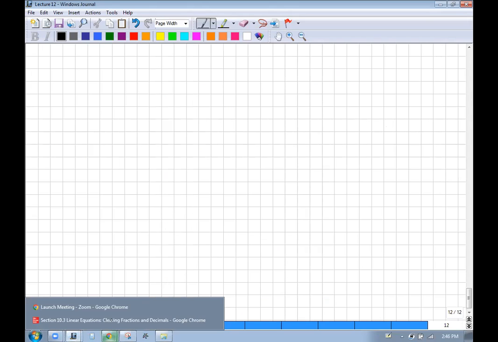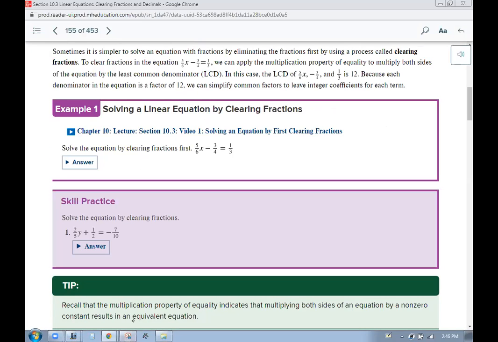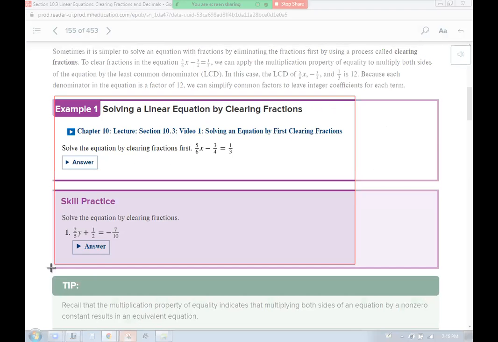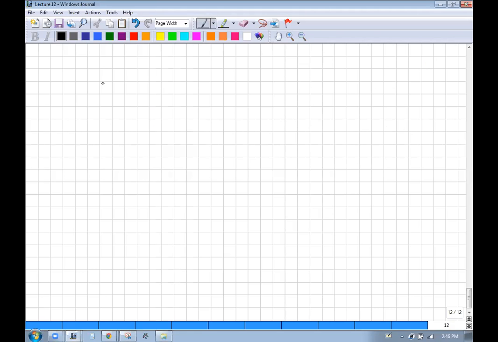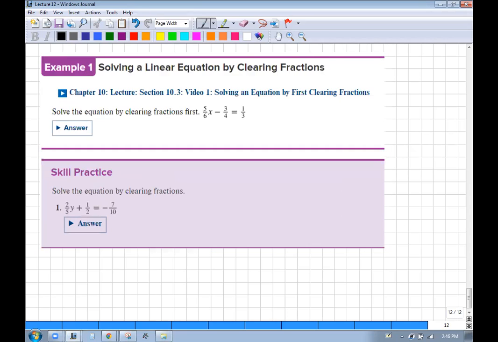Let's work an example. So the trick here is getting rid of the fractions, right? It's not always doable, but if you can, try to get rid of the fractions first. See, if I multiplied everything by 6, this would turn into a 2. I get a 5, but I'd still have a fraction here. So 6 isn't going to work.